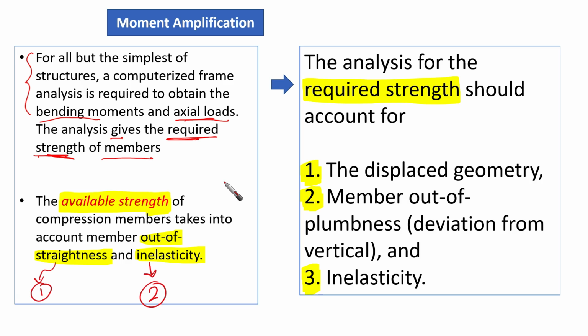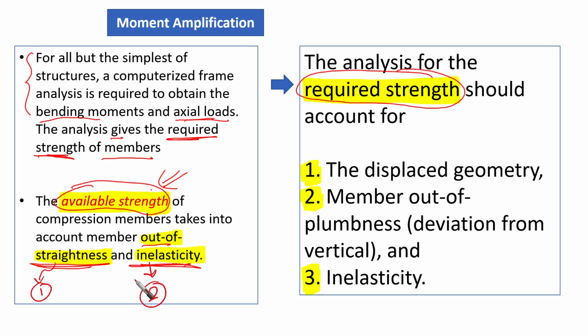As I said, there are two things here. We have something called available strength and another thing we call required strength. Available strength means the resistance of the element. The available strength of compression members takes into account member out of straightness and inelasticity. We have explained this many times before, and I have justified the meaning of out of straightness and inelasticity, and how they are being considered in the available strengths of compression members.